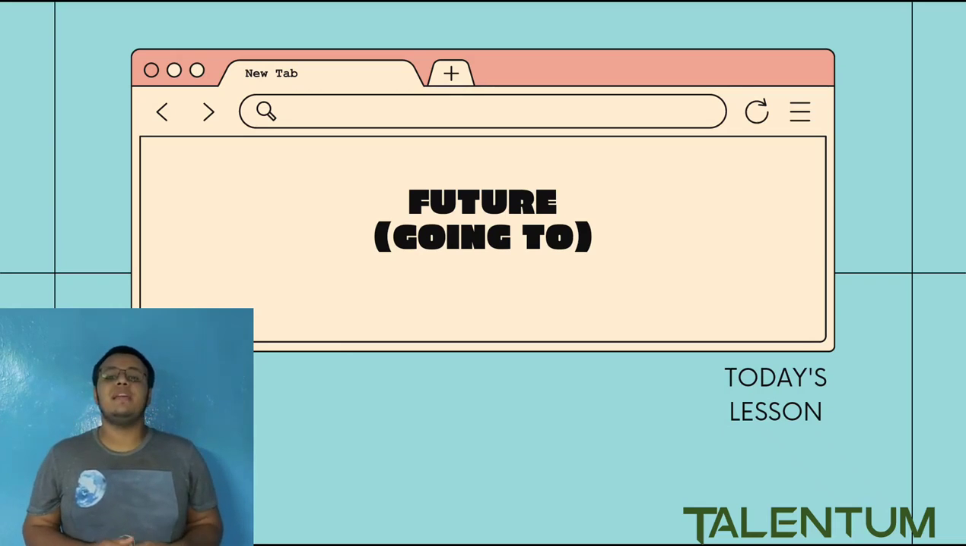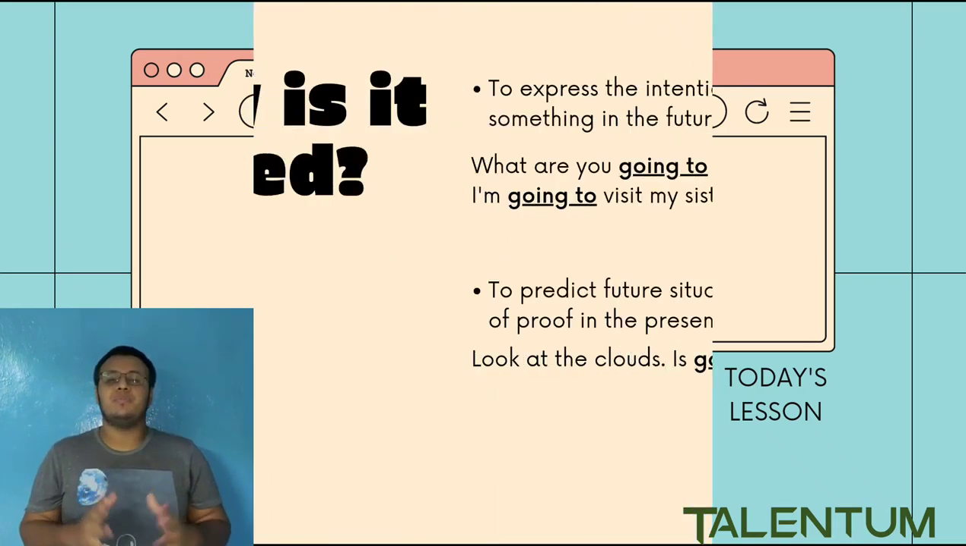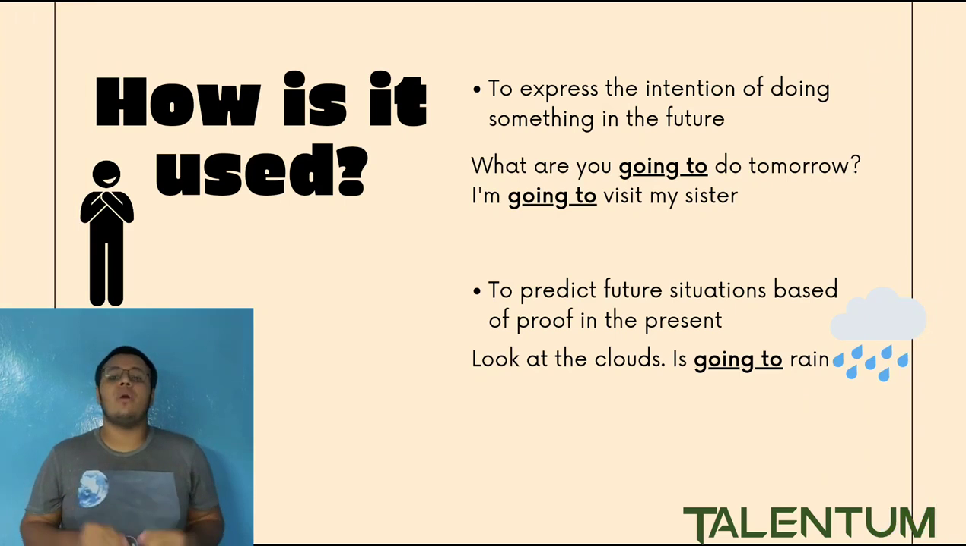The lesson is going to be future "going to." How do we use "going to"? Well, this is used to express the intention of doing something in the future. For example, we have here: What are you going to do tomorrow? I'm going to visit my sister.